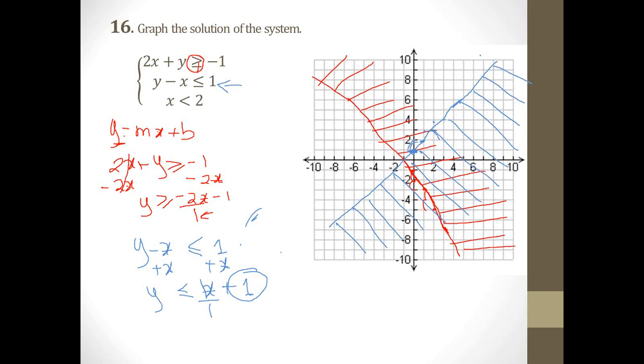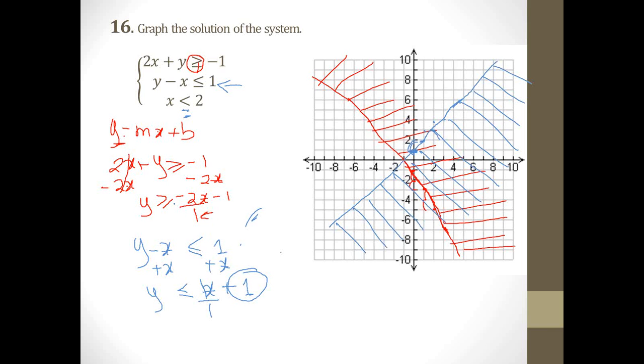Okay. Then I have x is less than 2. So like I said before, first I imagine that this is an equal sign, right? Which means x equals 2 is a vertical line at 2.